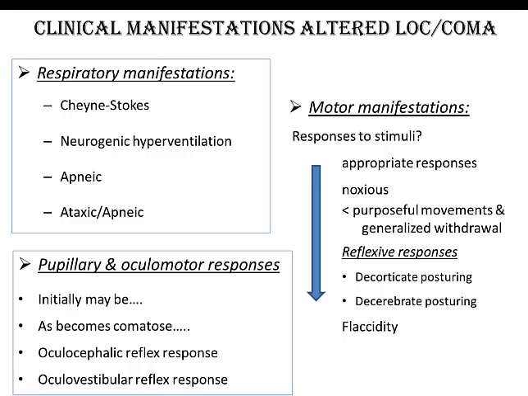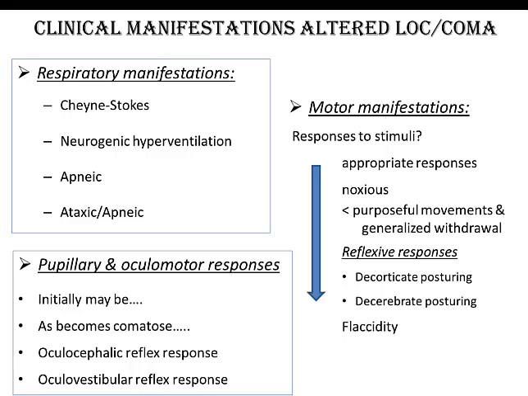Motor manifestations can help assess the level of the brain dysfunction. Manifestations range from totally appropriate responses, noxious stimuli responses, less purposeful movements and generalized withdrawal, and the reflexive responsiveness, such as decorticate and decerebrate posturing. And lastly, flaccidity.